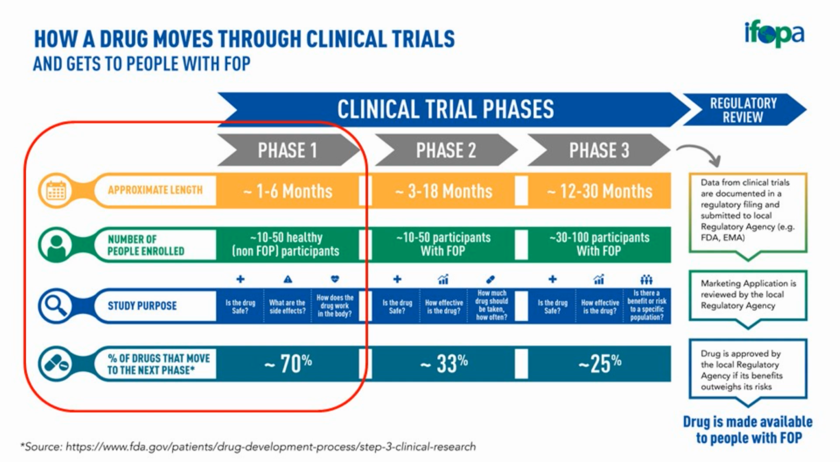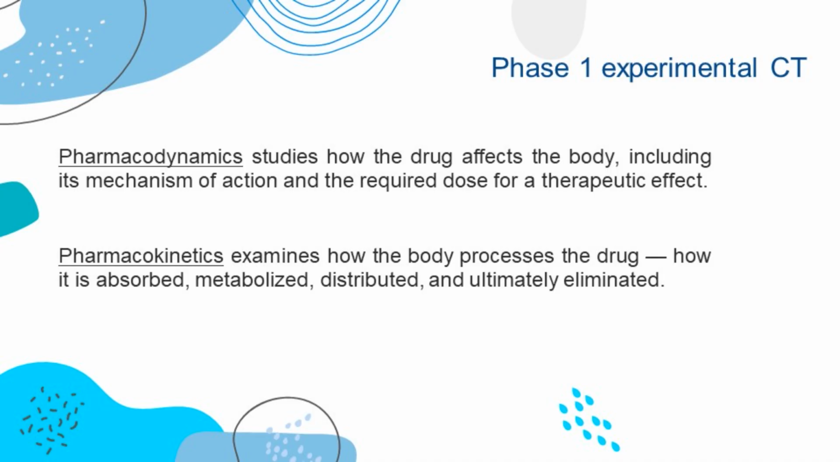At this stage, researchers seek to answer key questions. Is the drug safe? What are its side effects? Additionally, this phase assesses pharmacokinetics and pharmacodynamics, two terms that are often confused. Pharmacodynamics studies how the drug affects the body, including its mechanism of action and the required dose for a therapeutic effect. Pharmacokinetics examines how the body processes the drug, how it is absorbed, metabolized, distributed, and ultimately eliminated.